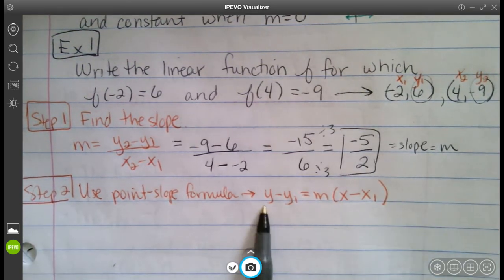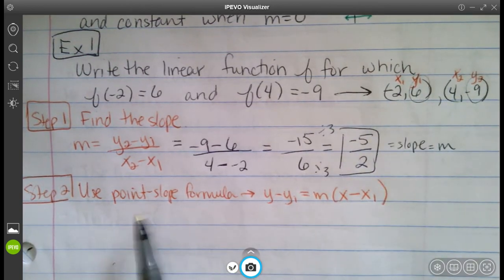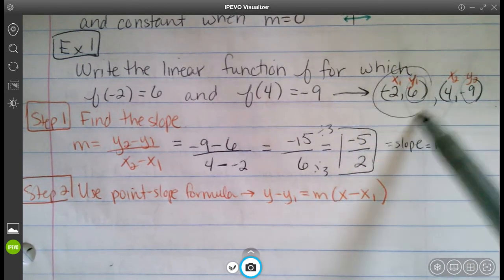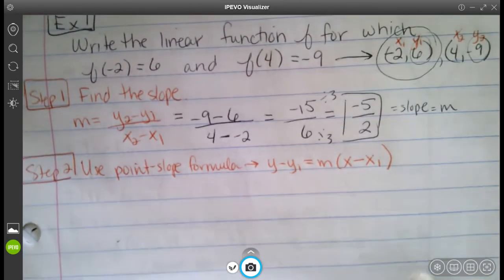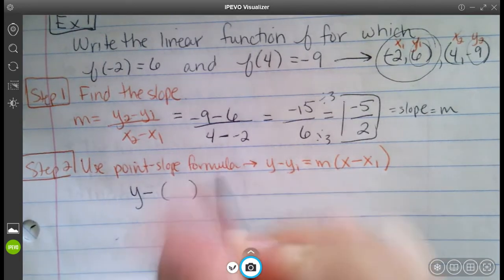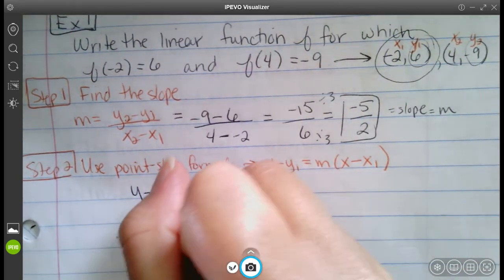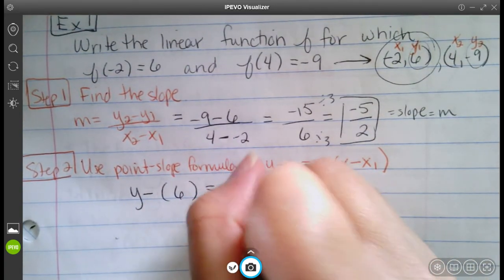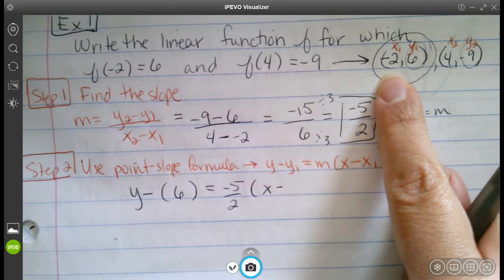Now the beauty about this is that we actually have 2 points that we can use. Remember that when you're using this formula, you only have to pick one. So I'm going to pick this one just because I already have it labeled x1, y1, so it's just easier for me. So we're going to go right into it. We're going to have y minus y1, which is this number 6 here. And then my m is a fraction, so negative 5 halves, times x minus x1, and x1 is negative 2.